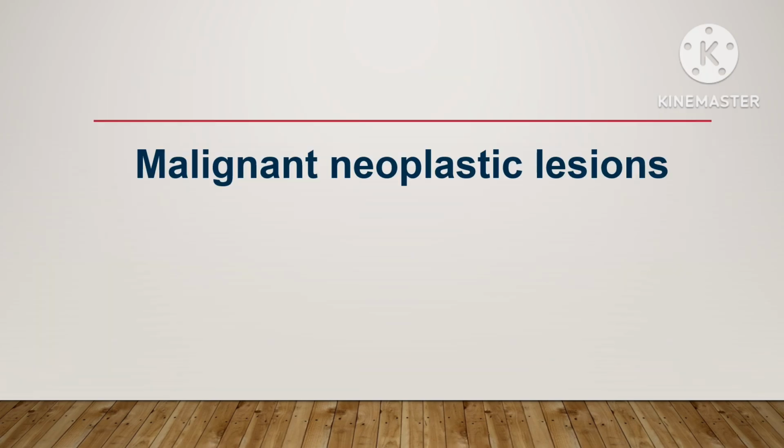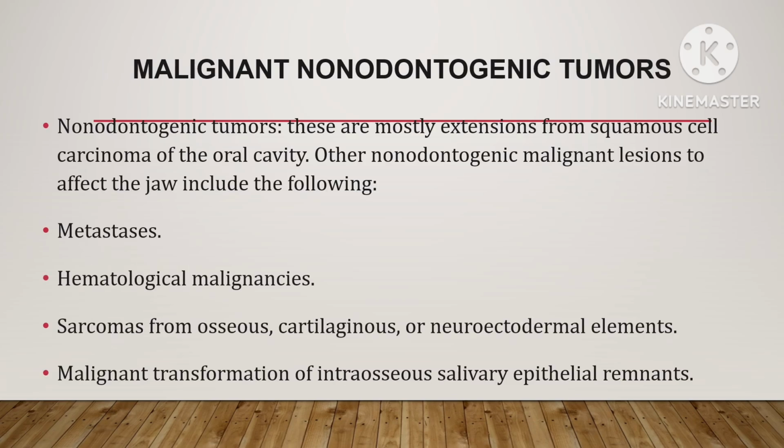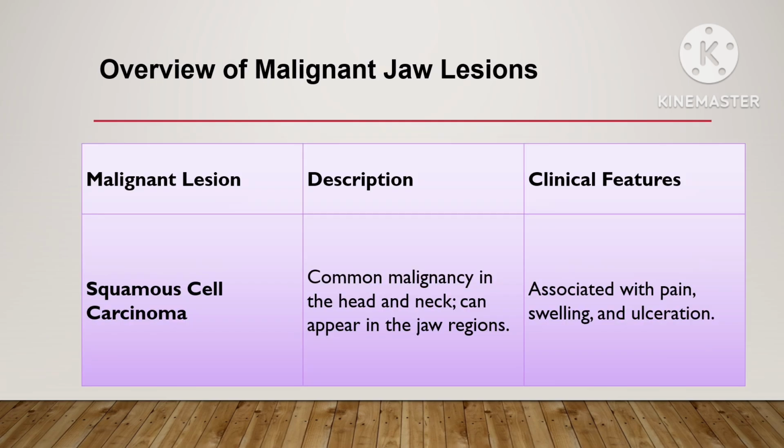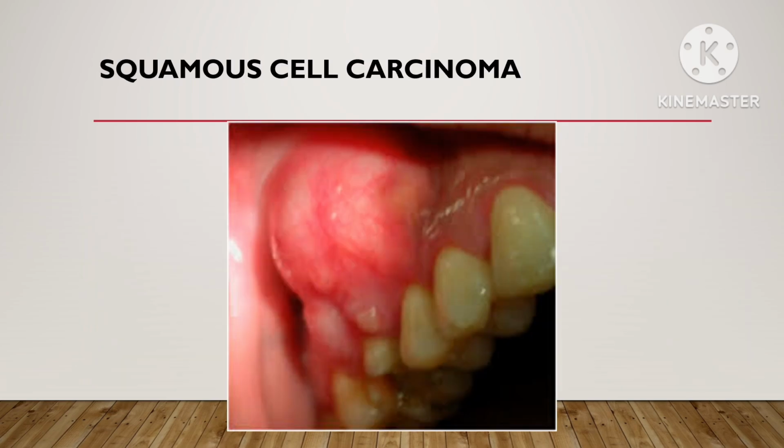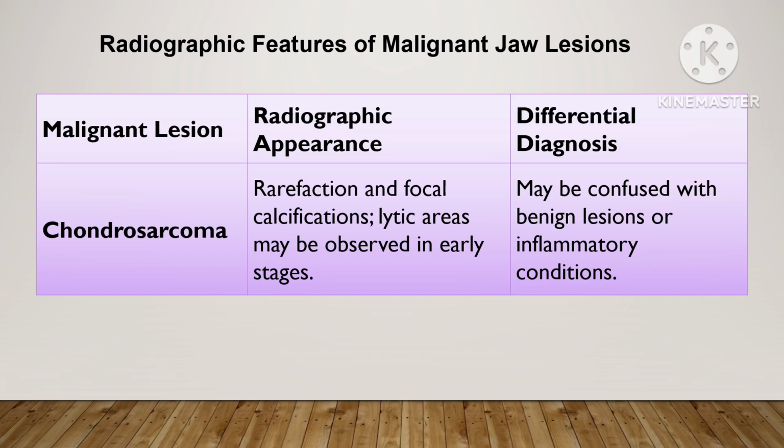Benign periapical lesions are more common than malignant periapical lesions. The most prevalent malignant periapical lesion is oral squamous cell carcinoma. This cancer can manifest as a periapical lesion, particularly when the tumor invades the surrounding tissue. Patients may experience symptoms like persistent pain, swelling, and in some advanced cases, tooth mobility can also be found.